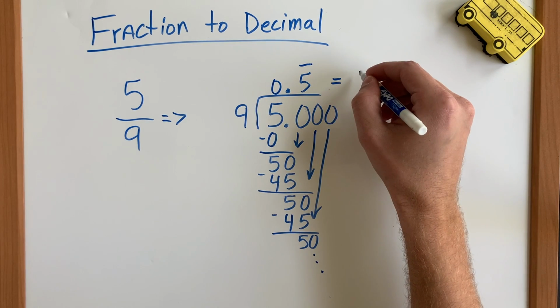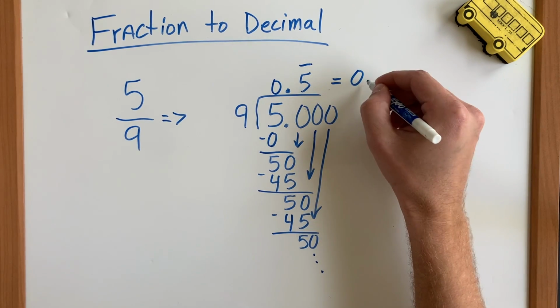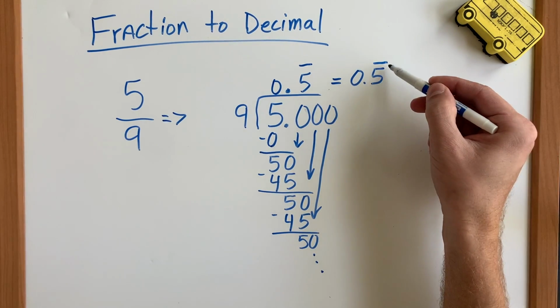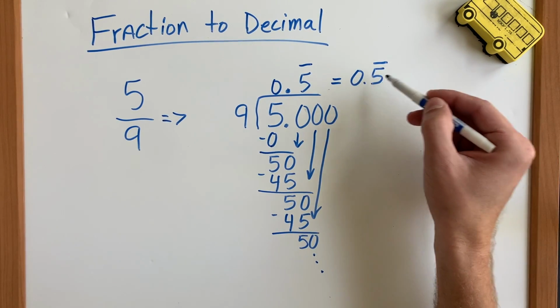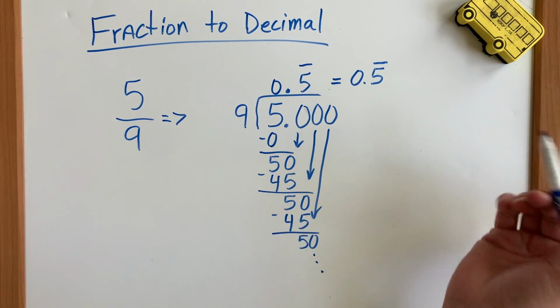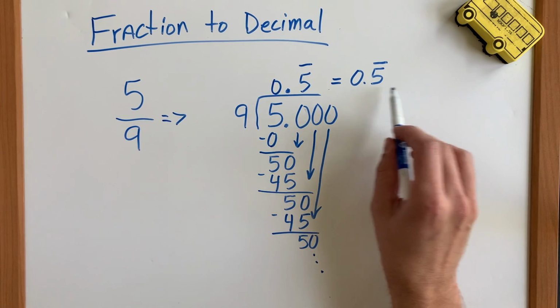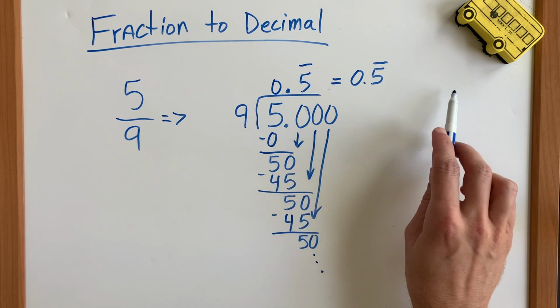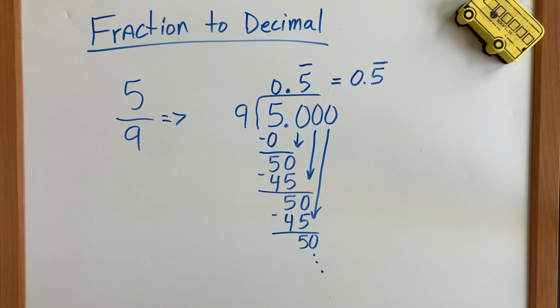5 divided by 9 is going to be 0.5 repeating. Again, that bar is placed above the digits that are repeated over and over again, and that means that the 5s go on forever. Since we don't want to write it that way, we've got a math symbol that tells us what's happening without taking up all that space.